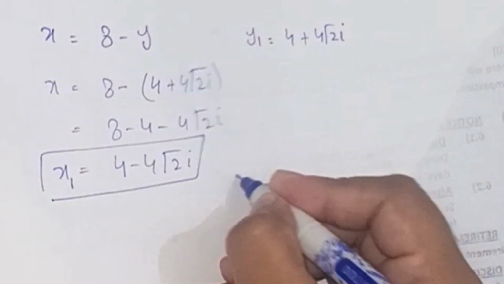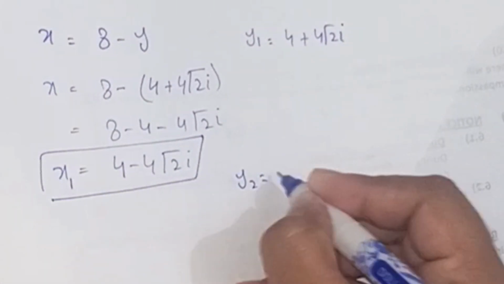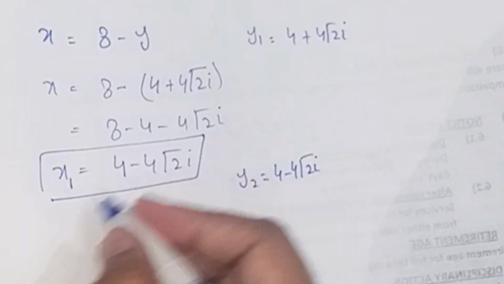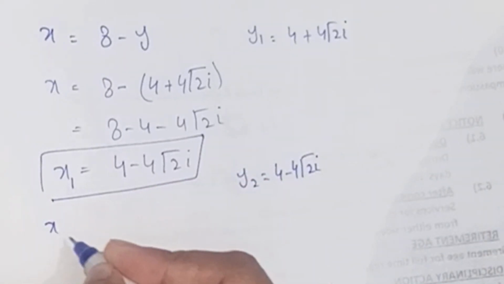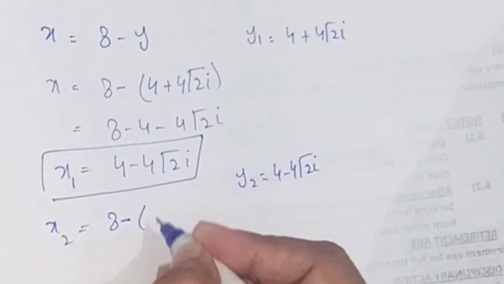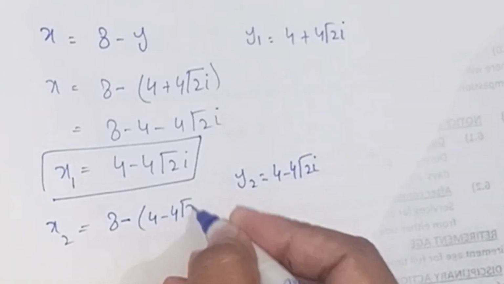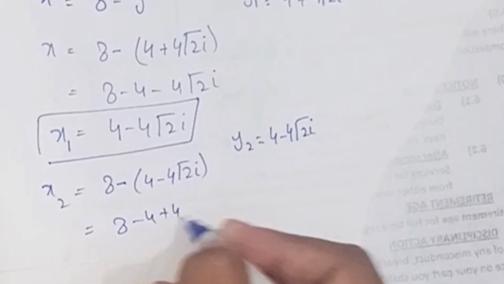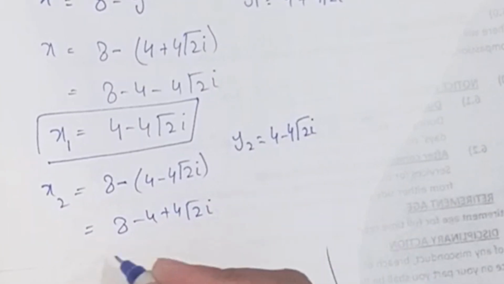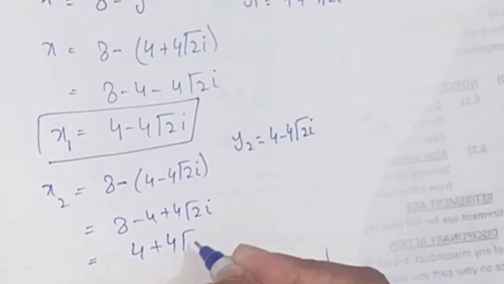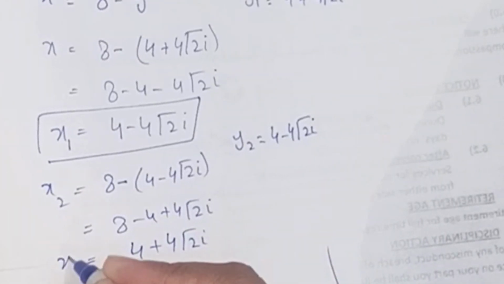Now if the value of y is 4 minus 4 times square root 2 iota, then we find the value of x. So x2 is equal to 8 minus y, which is equal to this, 4 minus 4 times square root 2 iota. So it's 8 minus 4 plus 4 times square root 2 iota. So this is equal to 4 plus 4 times square root 2 iota. This is the value of x2.